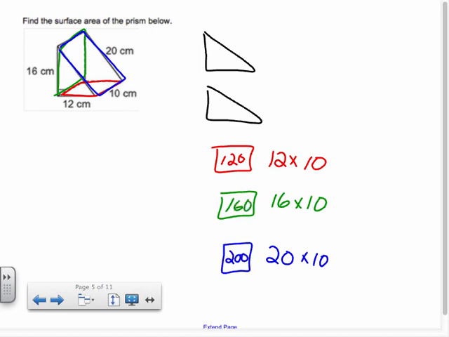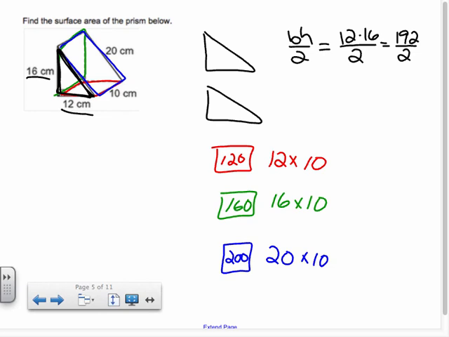Those are easy. The real challenge is finding the triangle, and it's not really a big challenge at all because we know we do base times height divided by 2. The base of this triangle is 12, and the height is 16. So 12 times 16 divided by 2. 12 times 16 is 192, divided by 2, which is 96. So each one of those is 96.